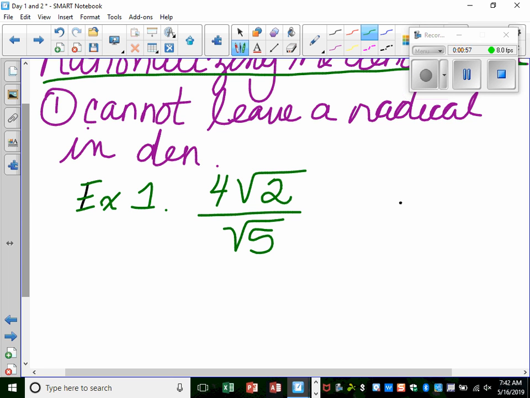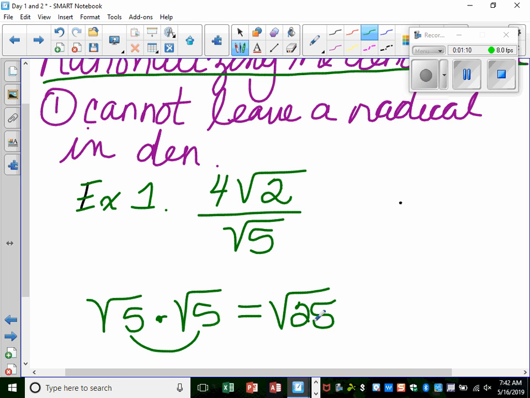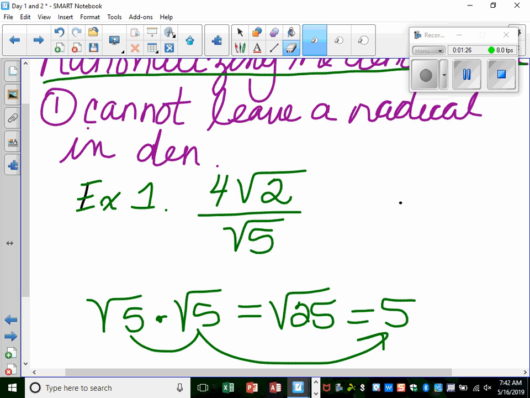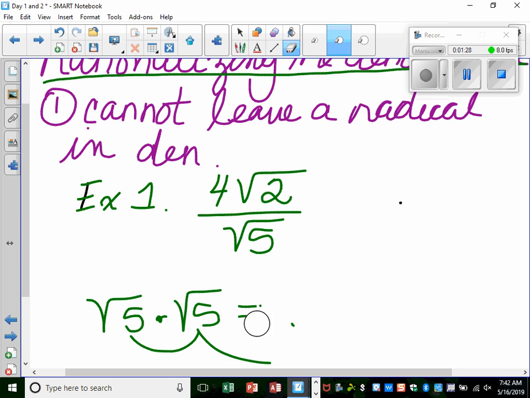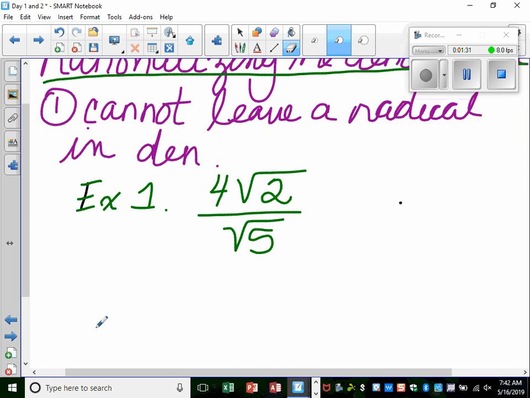When you multiply a radical times itself, let me show you: what is rad 5 times rad 5? Well, we know 5 times 5 is 25, and the square root of 25 equals 5. So when you multiply a radical times itself, you just end up with the number under the radical, the radicand, without the radical around it. That's how we rationalize the denominator, by multiplying by the denominator.